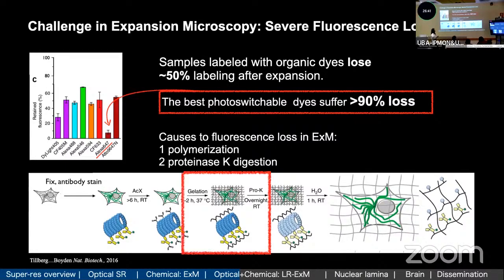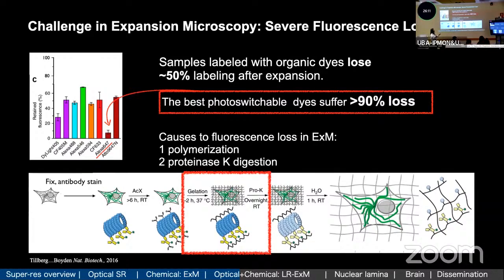It turned out two steps are most harmful to the fluorophores. The first is polymerization. The gelation step is a free radical polymerization chain reaction, so a lot of radicals and high energy molecules are going on in that solution. They bombard the dye and permanently switch the fluorescent dye to its dark state. So they don't come back, and you don't see them after expansion.